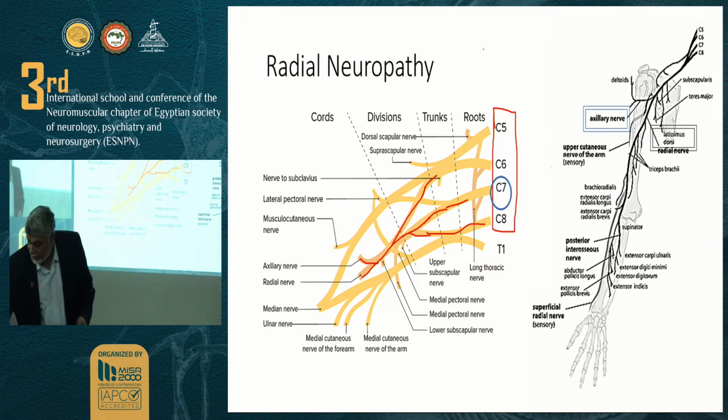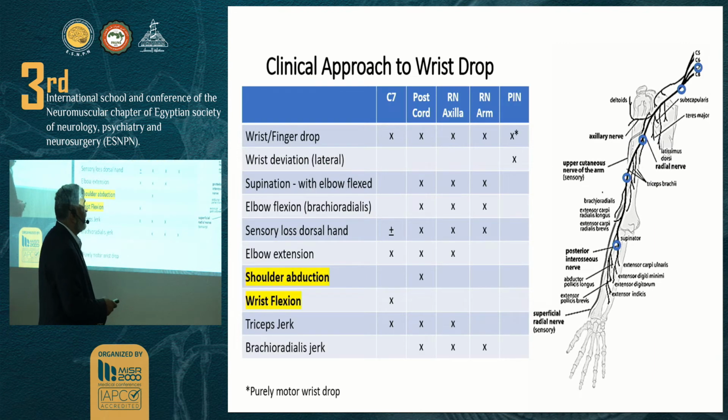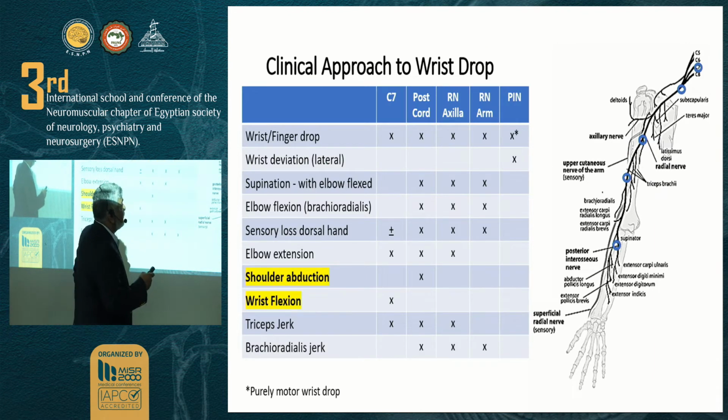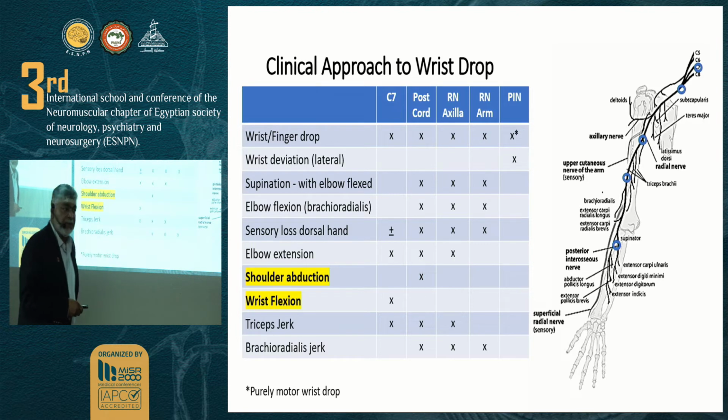Let's talk now, with that basic anatomy, about what happens. Here it is. So here are the key points: the C7 nerve root level, the cord level, at the axilla, in the groove, and the posterior interosseous. We'll talk about these five and how to differentiate them, okay?